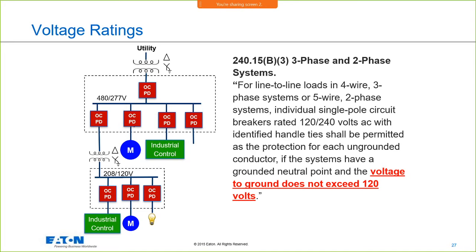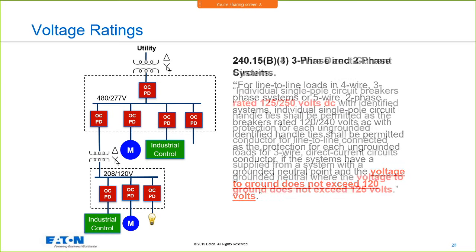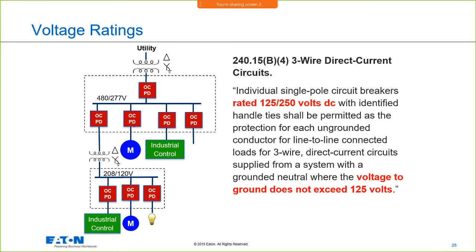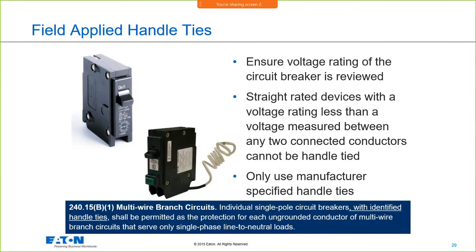And remember, the rating can't be less than the system voltage, which is measured from conductor to conductor. If you put a handle tie on a 120 volt breaker, now you have 240 volts conductor to conductor. You've misapplied that breaker. This is (B)(4), 3-wire direct current, same type of deal, does not exceed 125 volts voltage to ground. So you're looking at the voltage. You've got to make sure you compare the right voltages for a lot of different reasons.